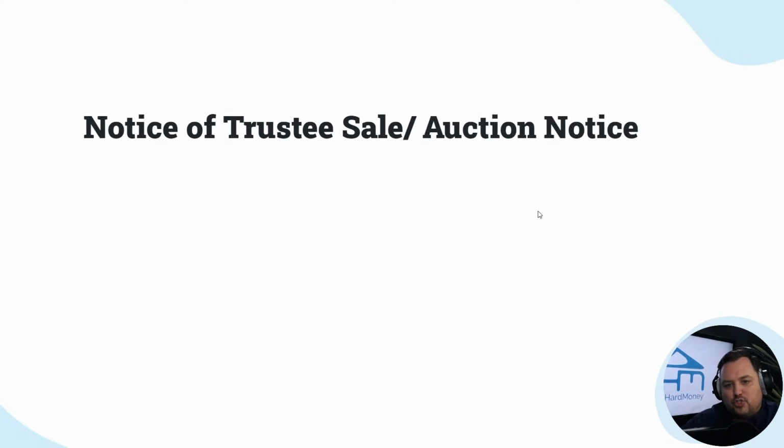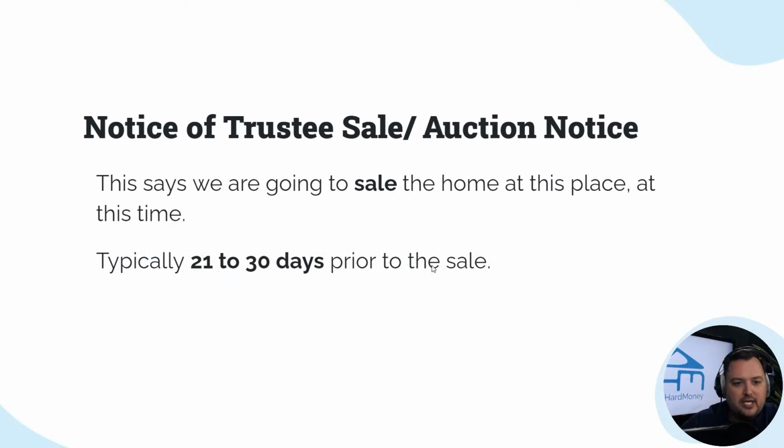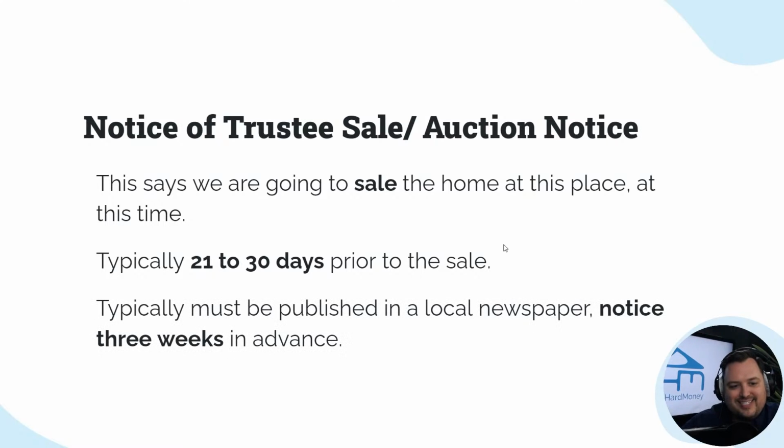Now, if it's a notice of trustee sale or an auction notice, this says we're going to sell the home at this place at this time. So you get behind your payments, they send a demand letter, then they do a notice of default, and then they're going to do a notice of trustee sale or an auction notice. And this says at this place at this time, we're going to hold an auction on this property. This is typically 21 to 30 days prior to the sale actually happening. This number is really important because you want to hit your marketing or you want to go knock on the doors during this specific time period.